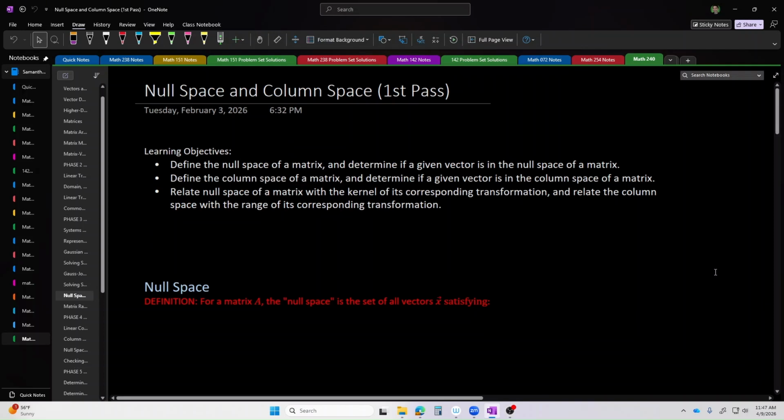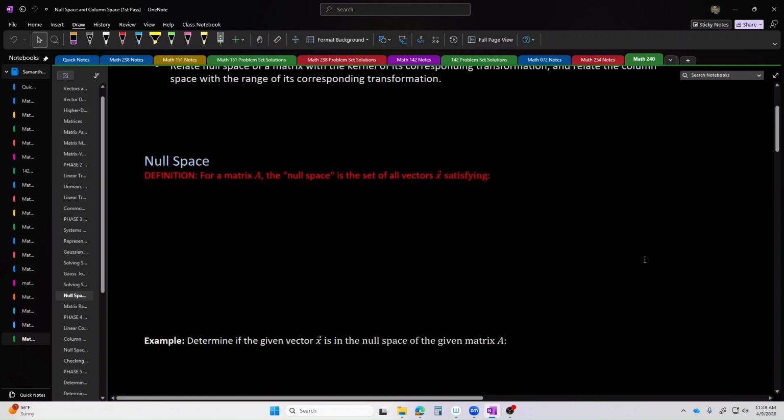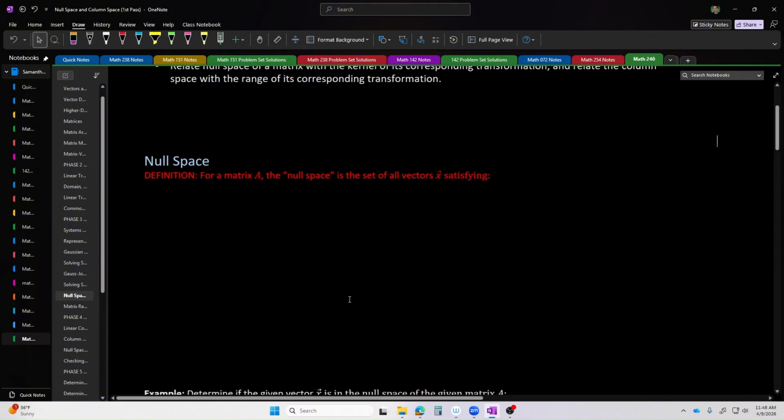So in this video, I would like to introduce two important sets that are associated with any given matrix. The set which is called the matrix's null space, and the set which is called the matrix's column space. And today we're going to focus on determining if a single given vector is inside the null space of a matrix or if it's inside the column space of a matrix. And then we will study null space and column space in a slightly more thorough way in a couple of lessons from now. So what do we mean when we talk about the null space of a matrix?